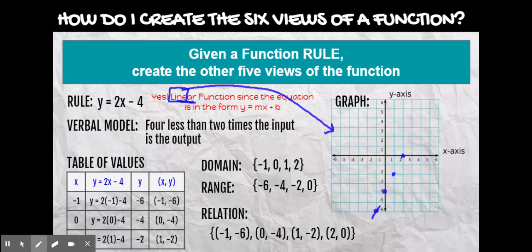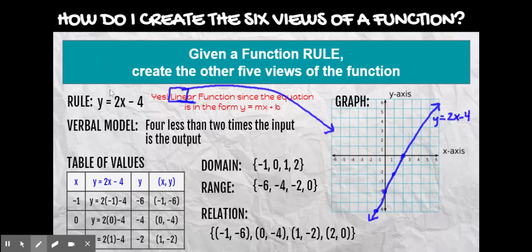So I'm going to draw my straight line to the best of my ability. Hope you guys are as good as that. And I'm going to make sure I draw arrows because lines have arrows. And the last thing we do for a graph is we always label it with the rule. And we always label it on the right side. And I'm going to label that as y equals 2x minus 4.